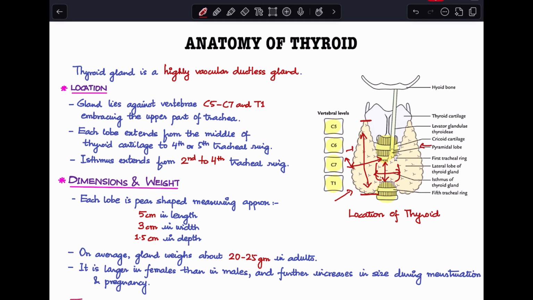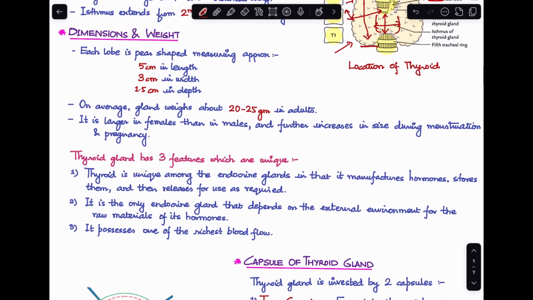This gland is actually seen to be a little bit larger in females than in males. An increase in size is seen especially during hormonal phases like menstruation and pregnancy. So first, let's talk about what is the covering of the thyroid gland.